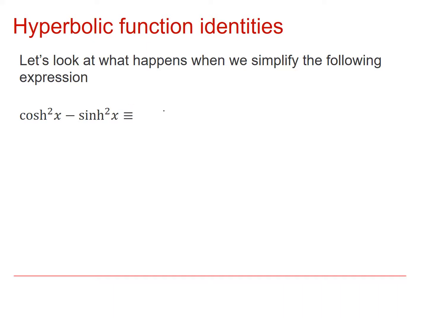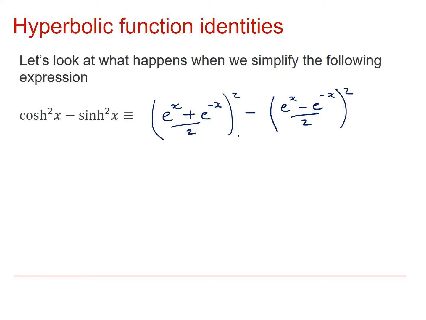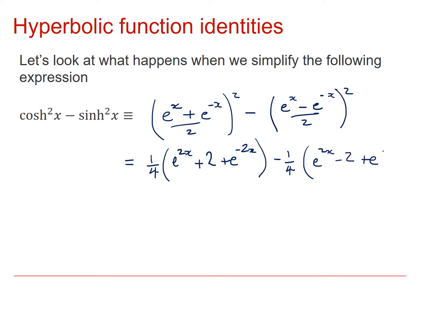I'm going to use the e to the x form for both functions, so (e to the x plus e to the minus x over 2) squared, take away (e to the x minus e to the minus x over 2) squared. Multiply that up, I'm going to get a quarter of e to the 2x plus 2 plus e to the minus 2x, take away a quarter of e to the 2x minus 2 plus e to the minus 2x.